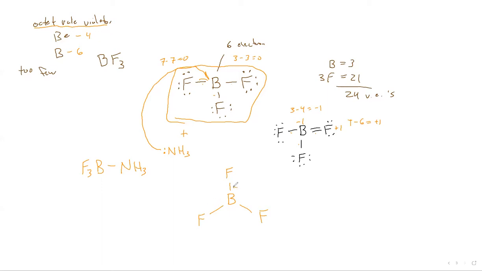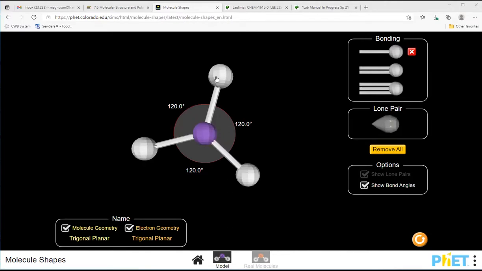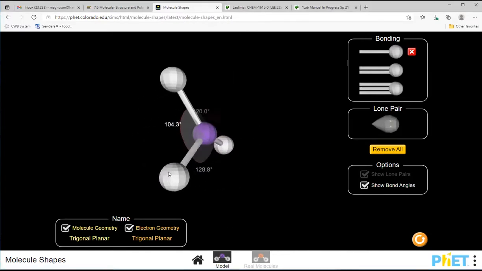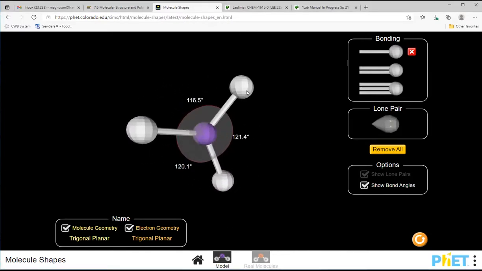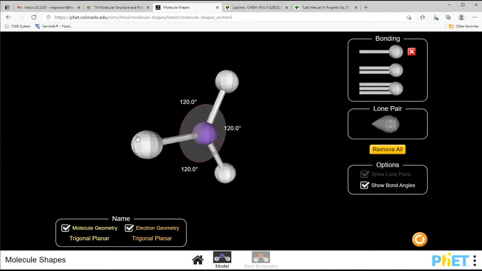So they can't get any further away than that. They cannot get any further away than that. And how far away is that? That's 120 degrees. Cool. Any questions? Right, and we saw this with our cool model. 120 degrees. Three bonds.